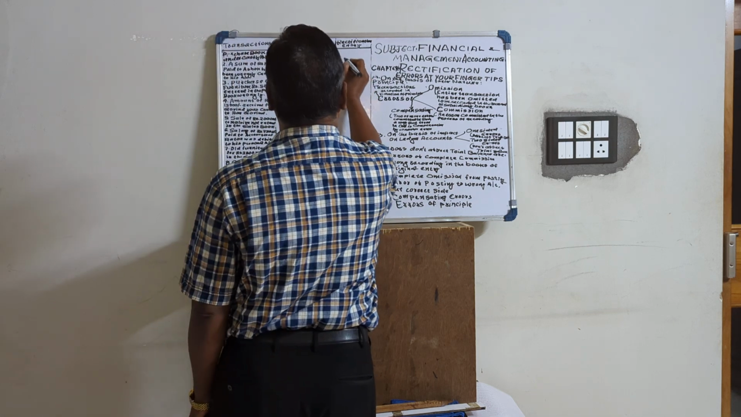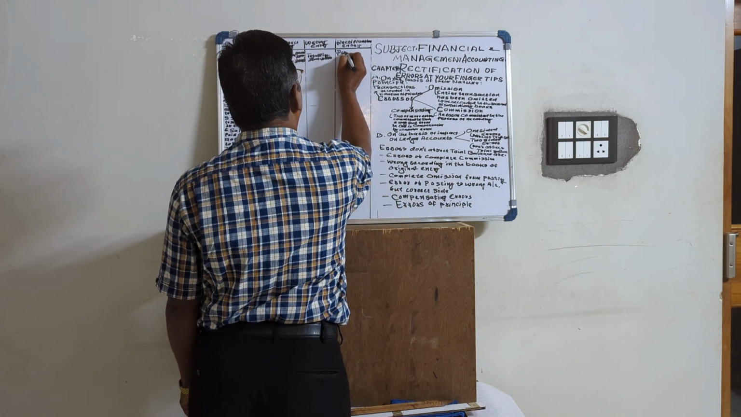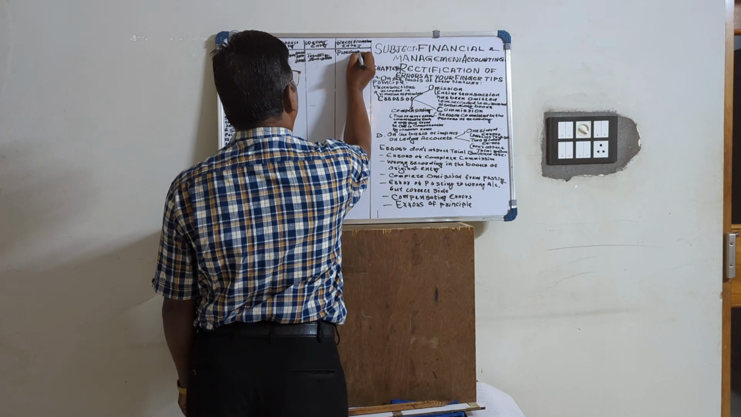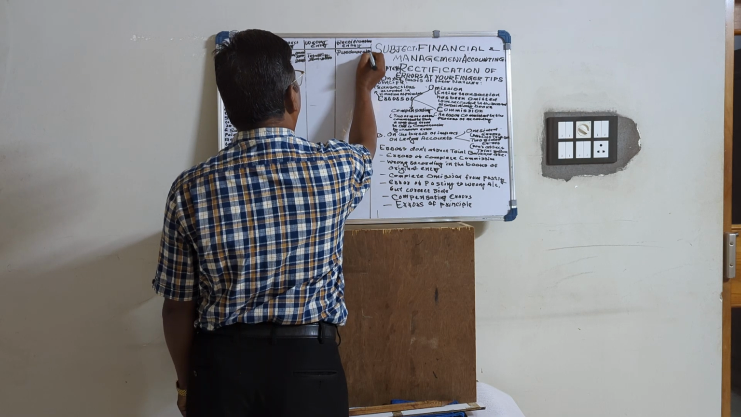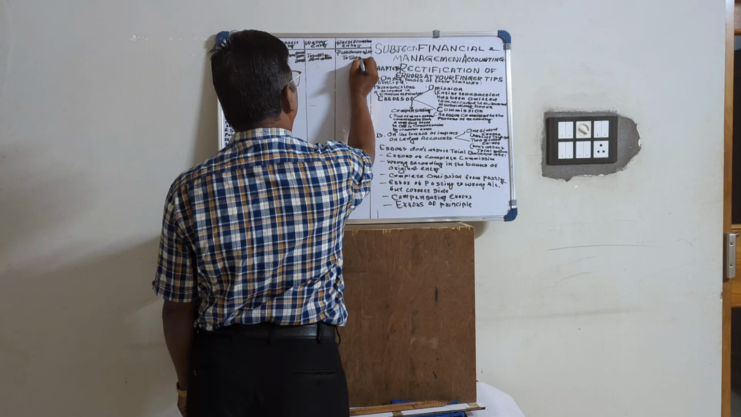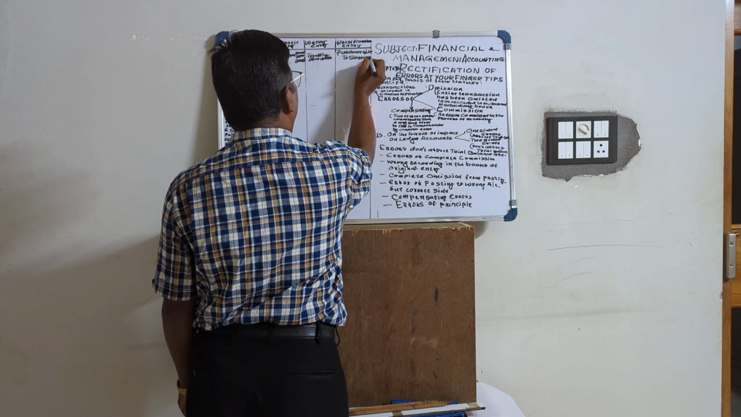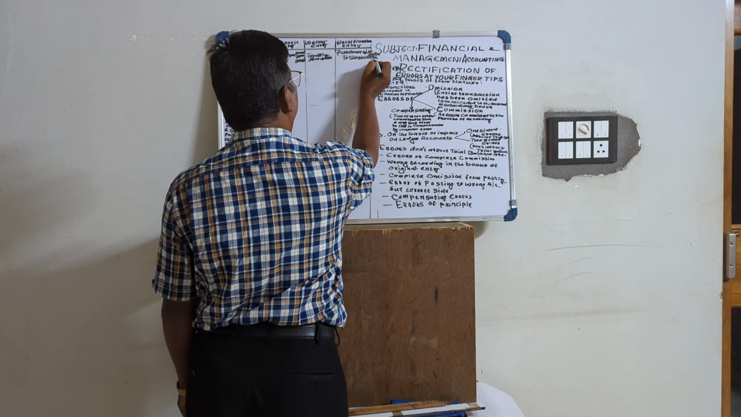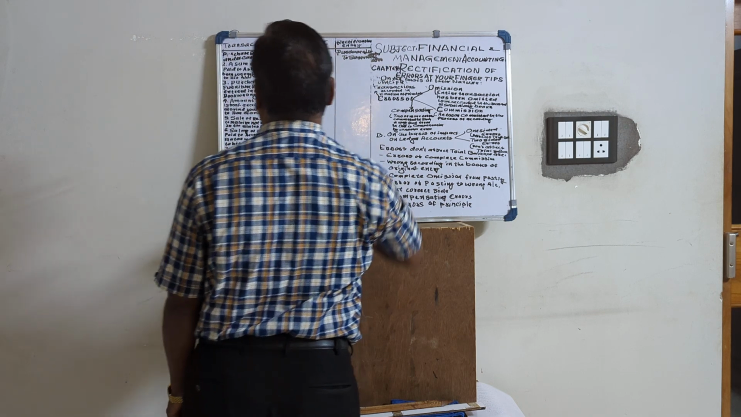So we will write the rectification entry: purchase account debited 8,000 to suspense account. This is 8,000. Okay, this is the first and second.